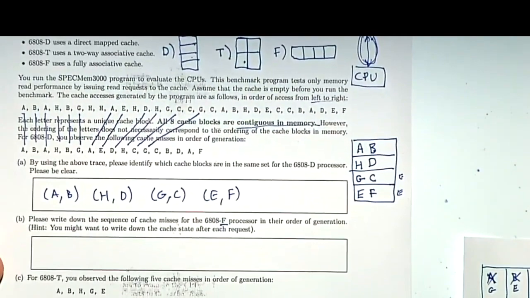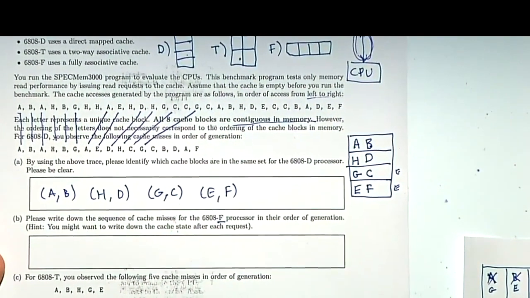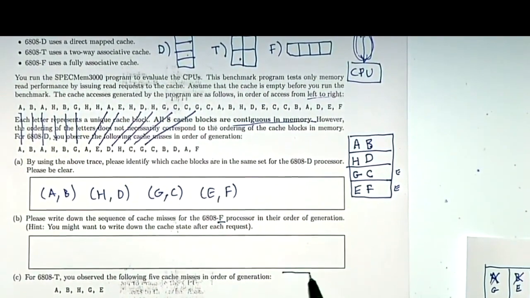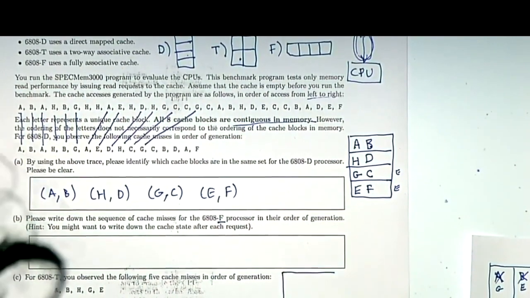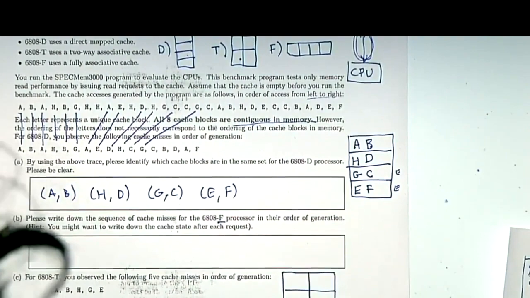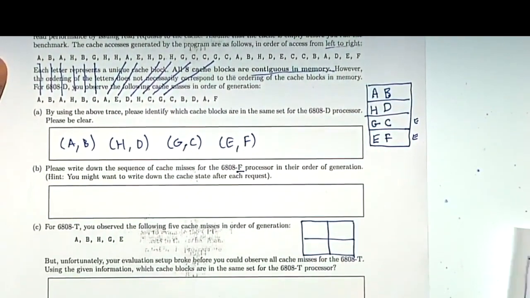So we can use that information in combination with these 5 cache misses that we're given to figure out which ones map to the same set. So I'm going to draw an empty two-way set associative cache here. And we can go through and do the same process and figure out what's going on.